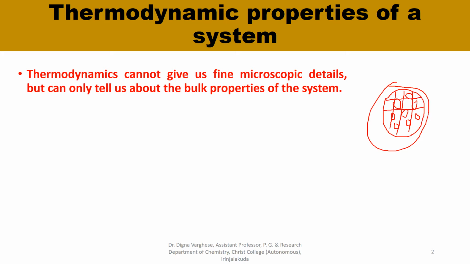This means that it cannot tell us about microscopic details. If we are considering the microscopic details of a system, it considers the system as individual entities. That means it considers every single particle. But in thermodynamics, we only consider the bulk property of a system.